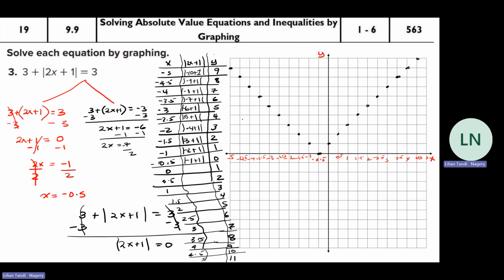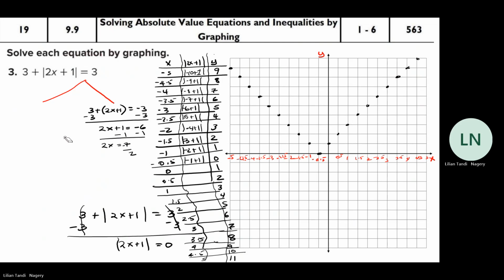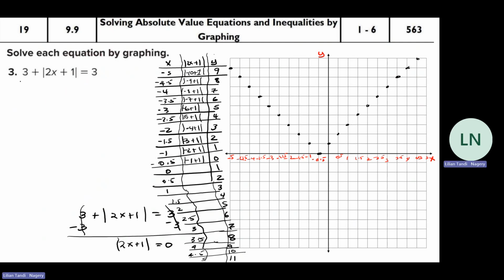This cannot be your solution. Before you do case 1, case 2, make sure all your numbers are on one side. Absolute value has to remain by itself. So subtract this 3, subtract this 3. This goes away. So you're going to have absolute value 2x plus 1 equals 0. Then now you can do case 1, case 2, because all your numbers are not in the absolute value. For you to do case 1, case 2, absolute value has to be by itself, like this. It should not have anybody here, here, or down. It should be by itself. Then you can do case 1, case 2.